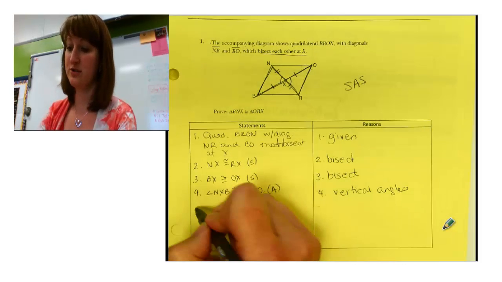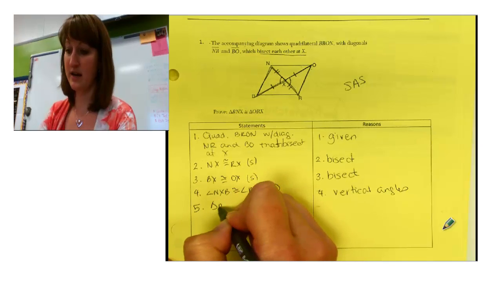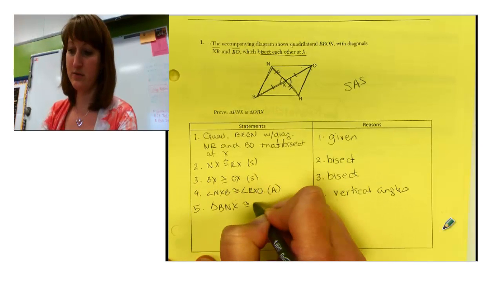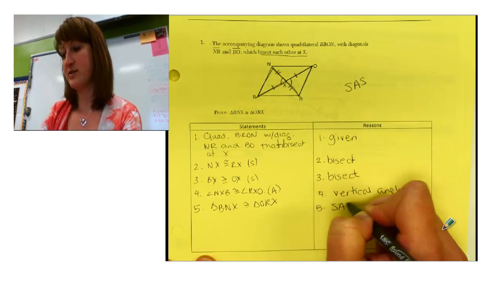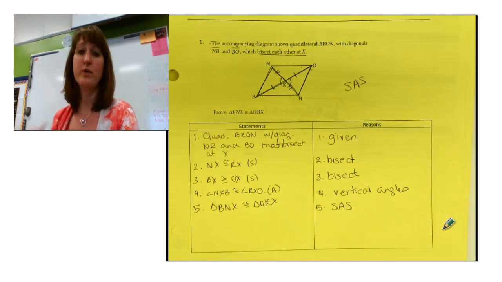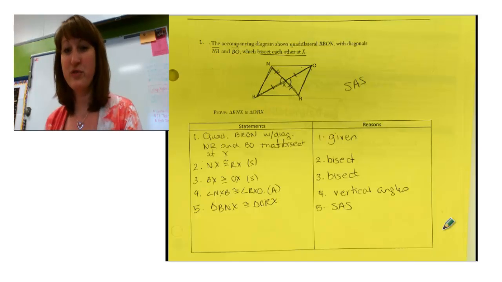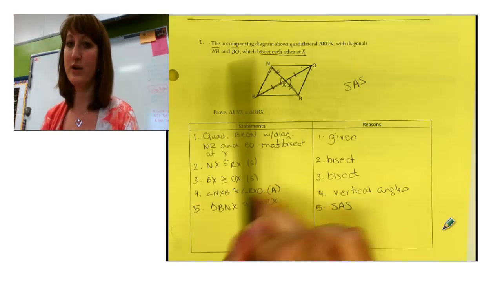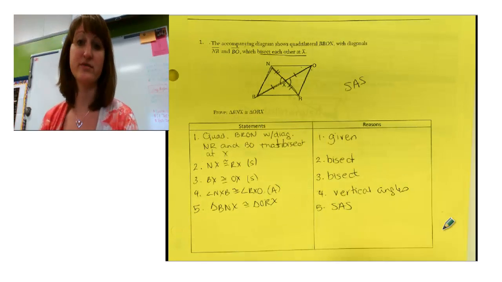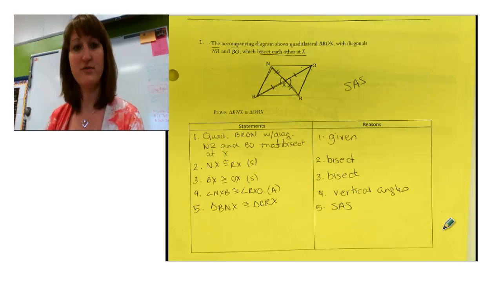Now I can finish by saying that triangle BNX is congruent to triangle ORX, and my reason would be side, angle, side. Okay, so really all you're doing today is reviewing how to write a 2-column proof. The only difference is that somewhere in the problem there will be a quadrilateral of some sort. Alright, so that is it for the could do's.